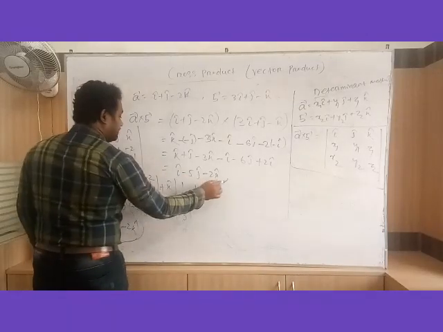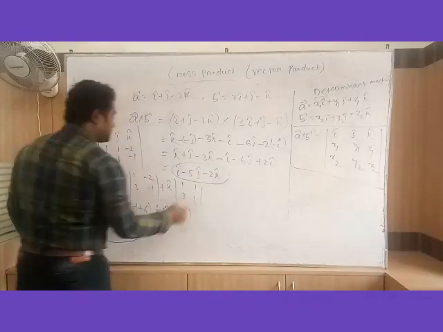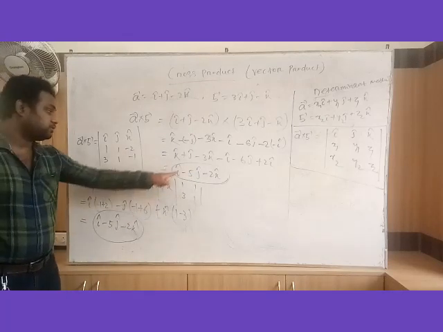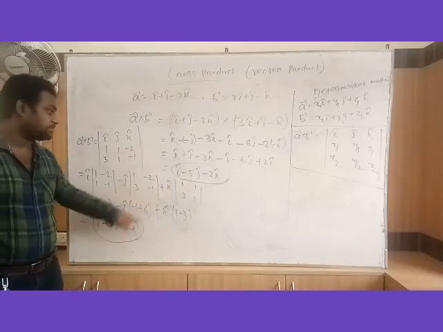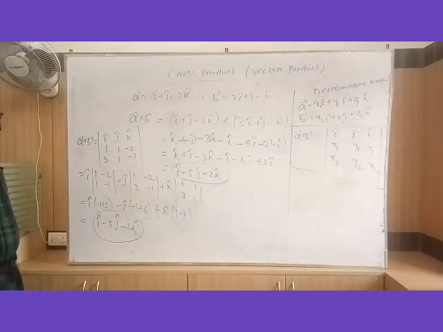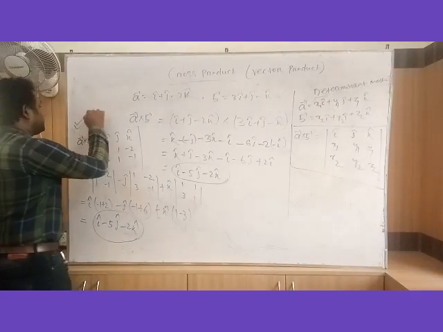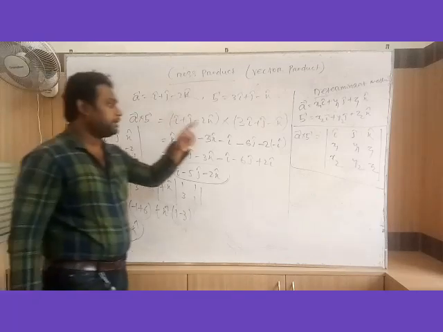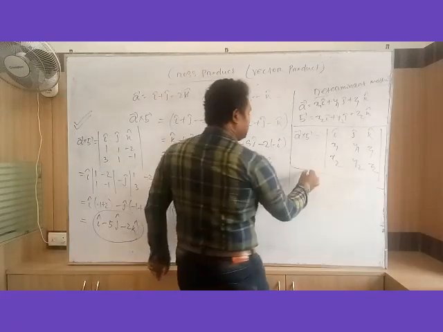Here the value of a cross b is also how much? i cap minus 5j cap minus 2k cap. See, these two answers are the same. So this is the easiest way to find the cross product of two vectors. So just remember this formula, which is very important.